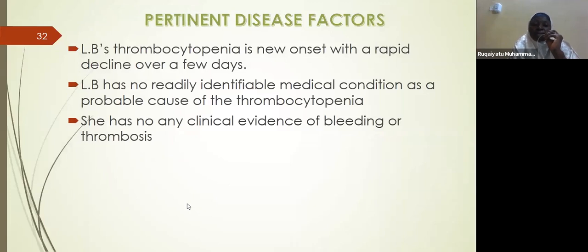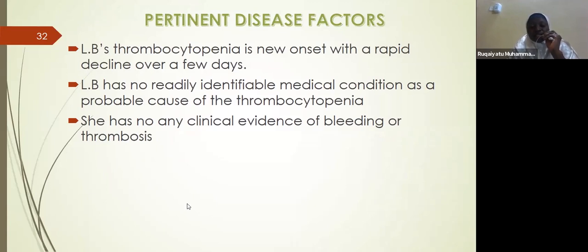So now, going through the disease factors, LB's thrombocytopenia is new onset because it just occurred within the past 4 days. It also has a rapid decline, not just because it's new onset, but it also dropped from 159 to that particular low value. And also, LB has no readily identifiable medical condition as the probable cause of the thrombocytopenia, because thrombocytopenia could be caused by several other conditions.